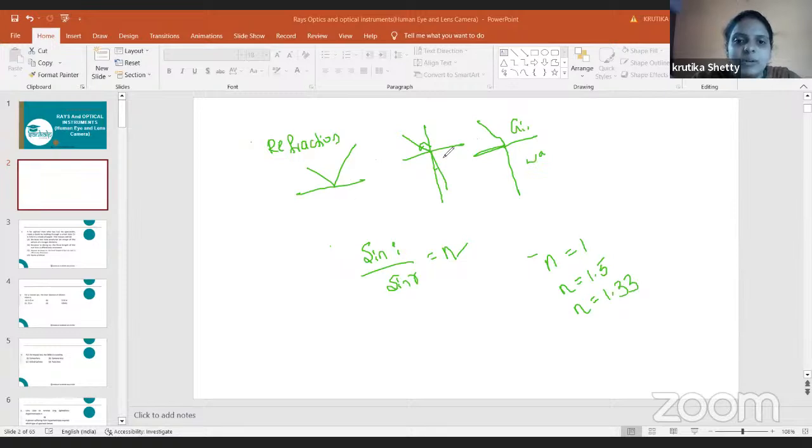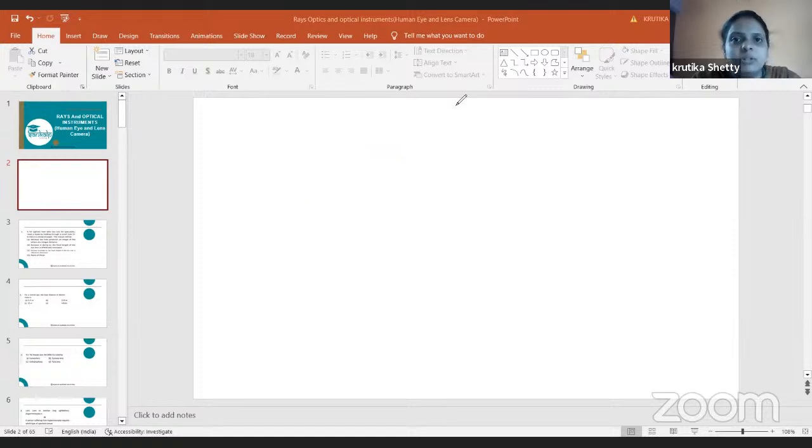What is the second law? Second law, again at the point of incidence, the incident ray, the normal drawn and the refracted ray all lie on the same plane. So this is regarding the reflection, refraction, concave mirror, convex mirror, and then next we have discussed 3 formulas like relation between focal length and the radius of curvature, the relation between object distance, image distance and the focal length. Then the next formula is magnification.